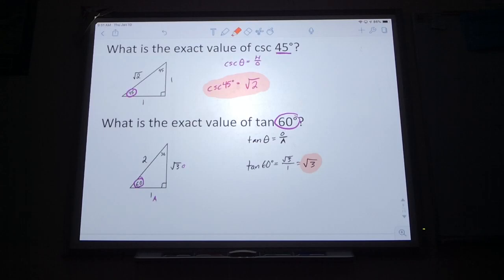Any questions on those two? Those are basically the basic ones of that. We understand that? As long as you know that triangle, then it's just SOHCAHTOA. Okay? But you have to know those triangles.